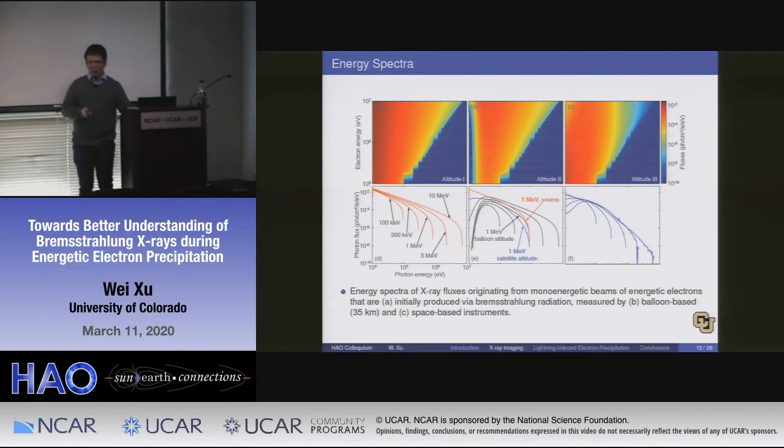Yeah, I agree with this statement of yours. If these precipitating electrons are aurora precipitating electrons, but also more energetic electron precipitation, or even relativistic electron precipitation, they are not exactly isotropically distributed in pitch angle, and their energies can reach up to 10 MeV. In that case, it can be more beamed than aurora precipitating electrons.